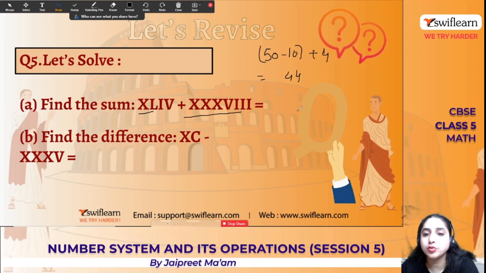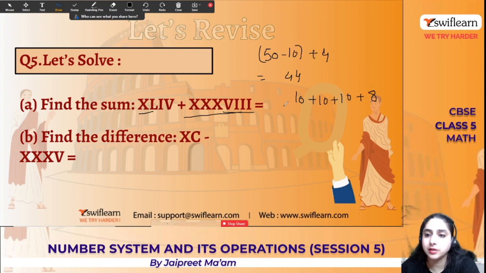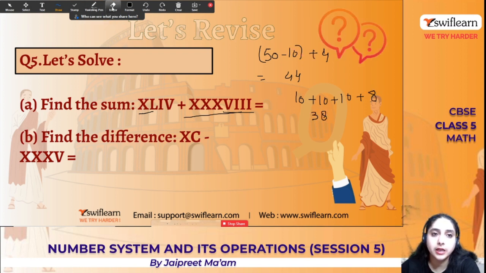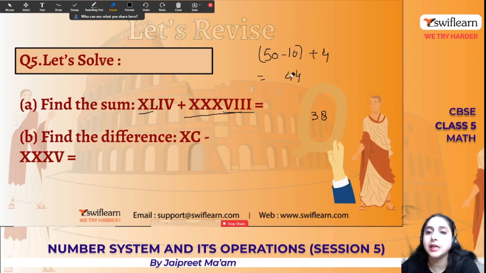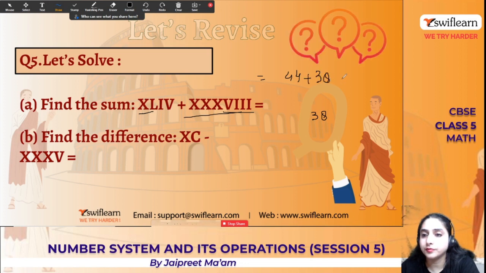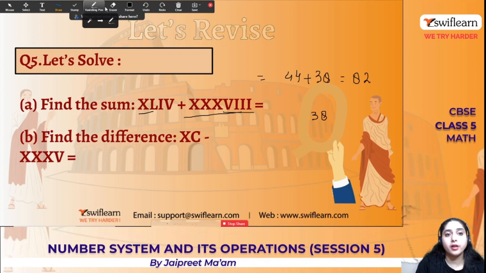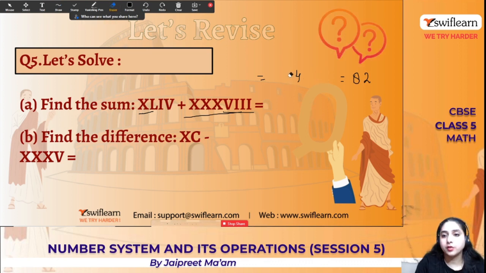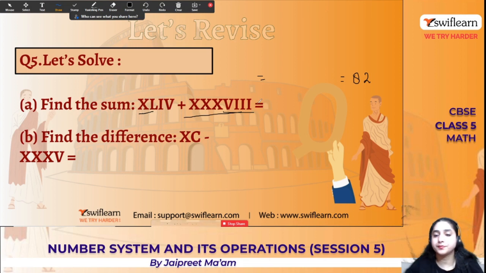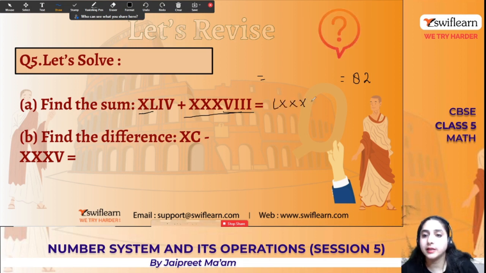Okay, so the answer is 44. For this one, how to represent it: 10, 10, 10, 30, and 8. Let's write it 10 plus 10 plus 10 and then we have 8. So it's 38. We have converted them. Now we have to add 38 plus 44. So 38 plus 44 equals 82. Now we have to convert 82 back. So how will we convert 82 back? So it's LXXX means 80 and then 2.